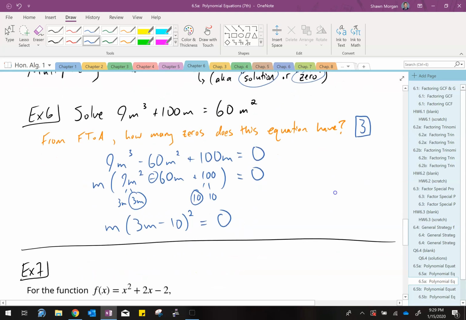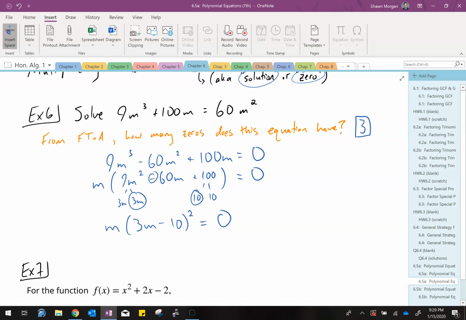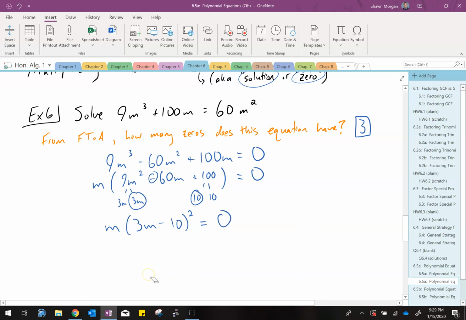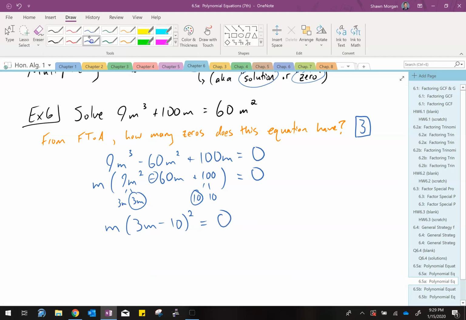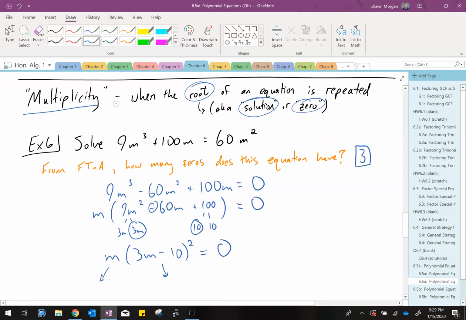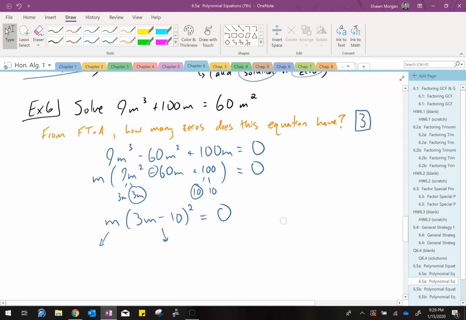And actually, let me give myself a little bit more room here. The idea is that we could have written out 3m minus 10 a couple of times. And in fact, some students prefer doing that. And if you do that, it really does spell out for you the fact that this is a double root, or it has a multiplicity, to use that vocabulary word, where it's repeated twice.